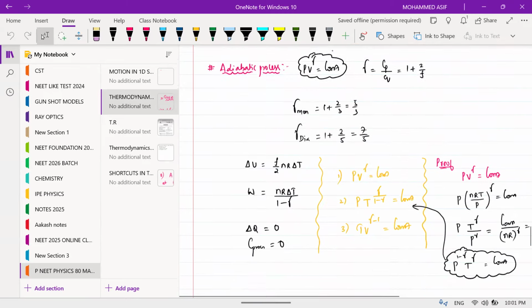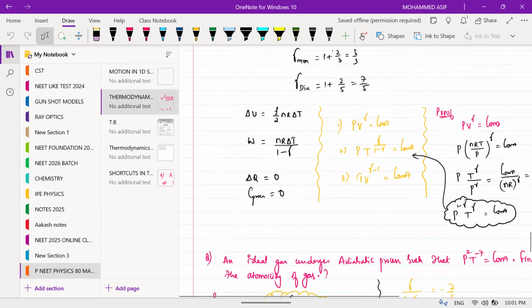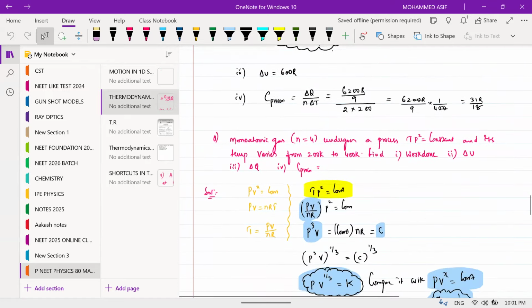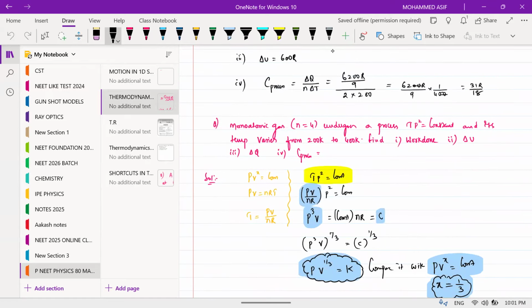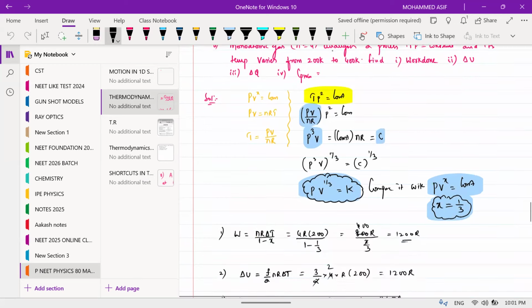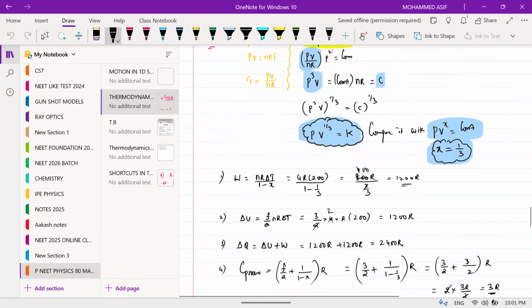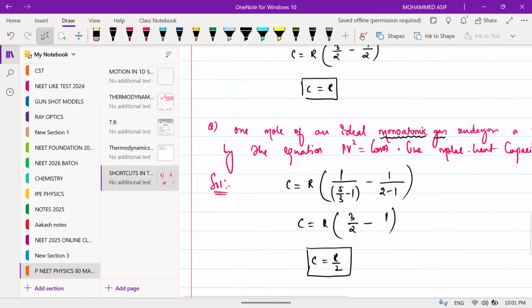That's it. If it is a P and T relation, convert that one into P and V and simplify that one. That's not an issue. Like say here, P into T square is equal to constant. Now here the relation is not between P and V. So first you need to convert this one into P and V. Like say here I converted, PV to the power of 1/3 I got. That means n value will be 1/3, p value will be equal to 1. And simplify it, you will get the answer for that. Am I clear?